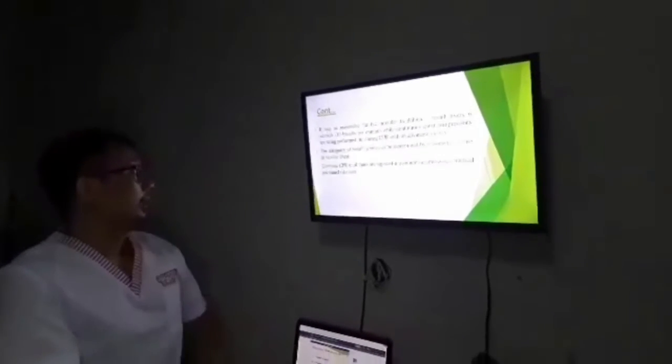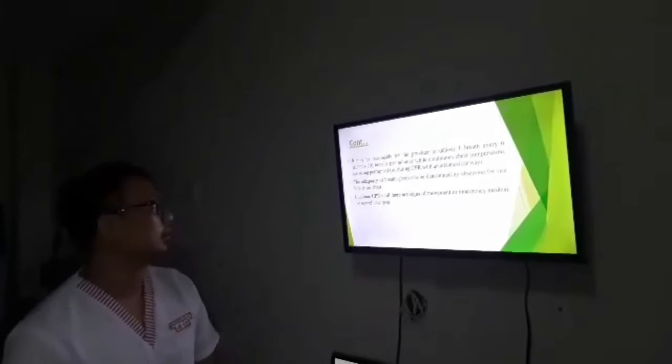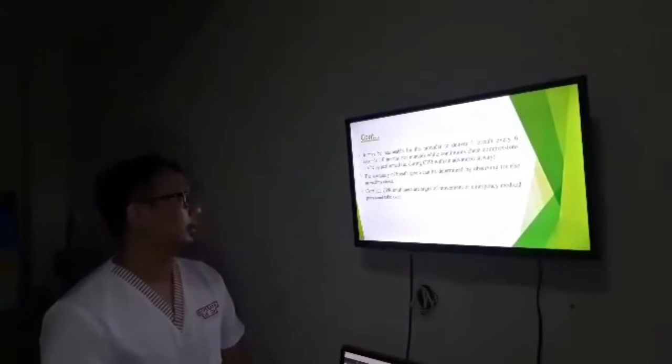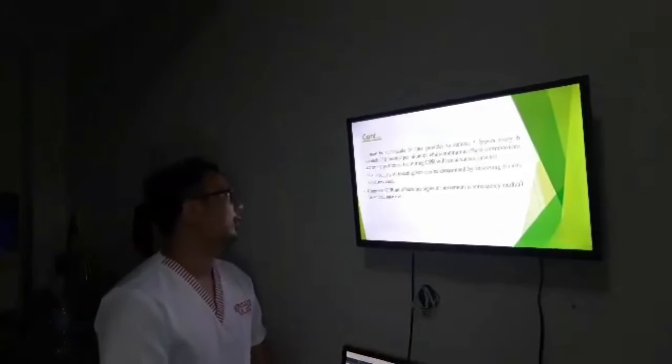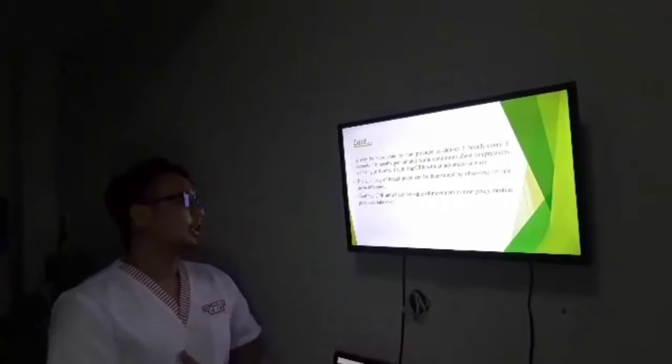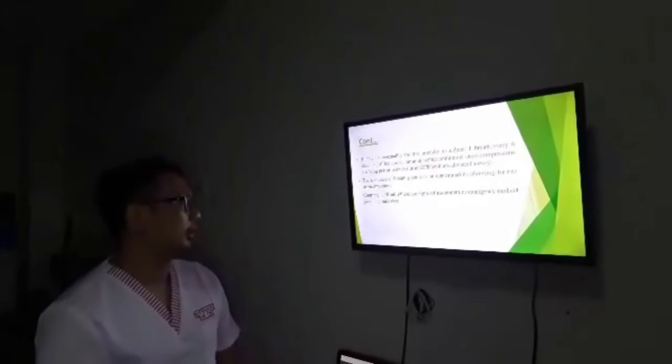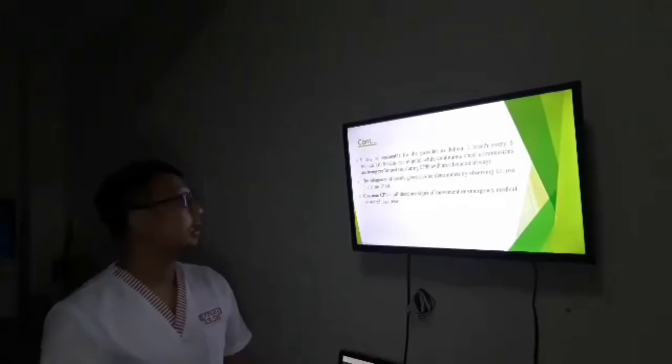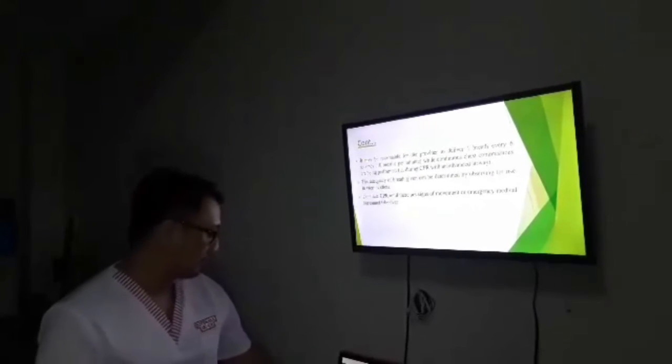So, continue. It may be reasonable for the provider to deliver 1 breath every 6 seconds while continuous chest compressions are being performed during CPR with an advanced airway. The adequacy of breaths given can be determined by observing the rise and fall of the victim's chest. So, while giving rescue breaths, we watch the rise and fall of the victim's chest to see if our breaths are effective. Continue CPR until there are signs of movement or emergency medical personnel take over.